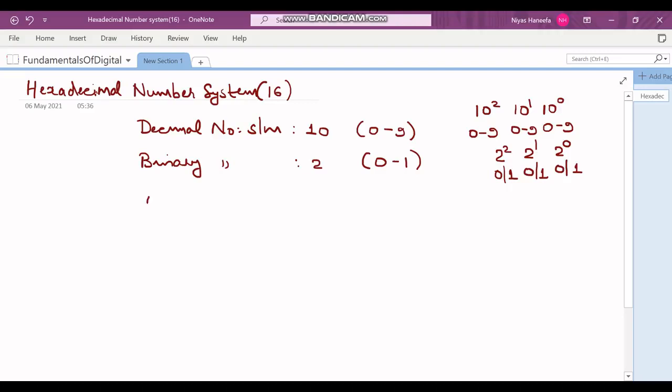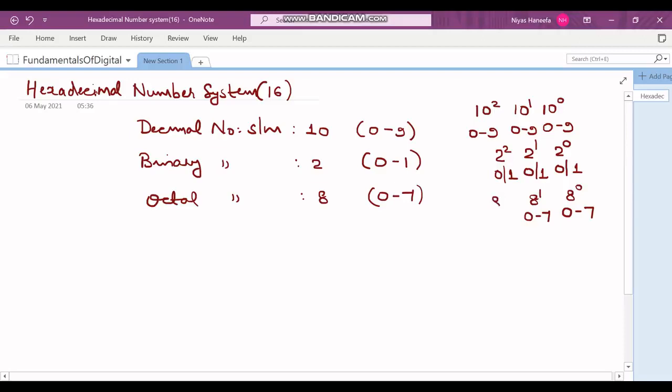Then, if it is an octal number system, the base used is 8. So, what will be the symbols used? Symbols used will be from 0 to 7. And again, the lowest position is going to be 8 raised to 0. The symbols used will be from 0 to 7. Then 8 raised to 1, 0 to 7. Then 8 squared, 0 to 7 and so on. So, this gets extended.